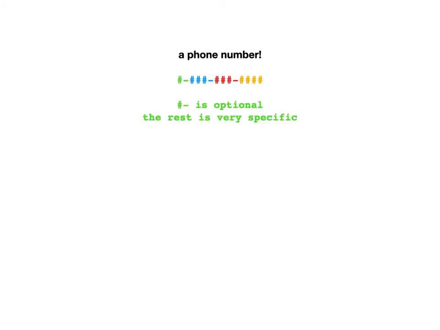So a phone number. What are the parts? Well, we know that the first number and the dash are at least optional. So we'll need to consider that. Our friend, the question mark character, might come into play. And then the rest is all very specifically defined. It's pretty rigid. It's exactly 3 numbers, and then 4 numbers, separated by these dashes.